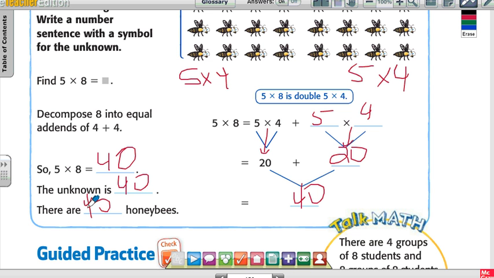That's just another way to solve 5 times 8. If you already know what 5 times 8 is, hey, great. But you're like, you know, Mr. Tina, I don't know what 5 times 8 is, but I know what 5 times 4 is. Then they just double it.